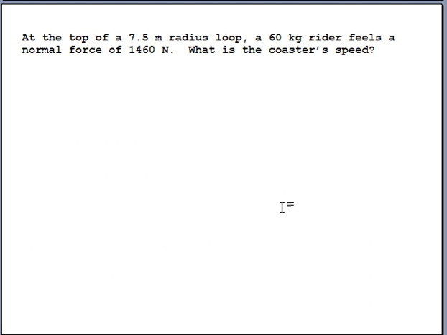Okay, let's try one out here. At the top of a 7.5 meter radius loop, a 60 kilogram rider feels a seat cushion force of a lot, 1460. They must be really flying through this loop. And I'm wondering what the roller coaster speed would be. Okay, well, if I'm sitting there at the top, that's when the seat can actually get up above me, and the seat can push down on my body. So I'd have Fn acting down, so does the mg. They're working together to make me go in that tight little circle, and it's going to make that mass accelerate.